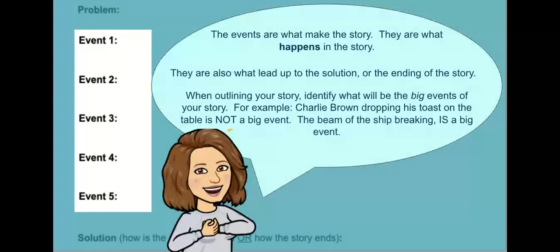Next, you want to outline the events in your story. Now, remember, there's 5 listed, but you can always list more than 5 in your own outline. The events are what make the story. They're what happens in the story. They're also what lead up to the solution or the ending of the story. When outlining your story, identify what will be the big events of your story. For example, Charlie Brown dropping his toast on the table is not a big event. The beam of the ship breaking is a big event.